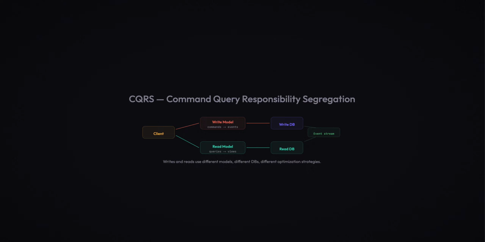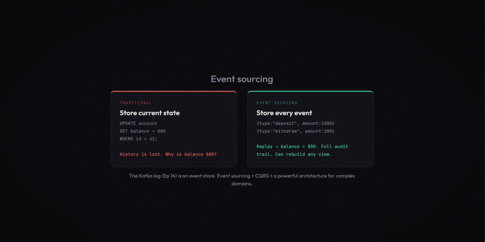Event sourcing. Instead of storing the current state, store every event that led to the current state. Traditional approach: UPDATE account SET balance = 800. History is gone. Why is the balance 800? Nobody knows. Event sourcing: store the events. Deposit 1000. Withdraw 200. The current balance is derived by replaying the events. 1000 minus 200 equals 800. Full audit trail. You can rebuild any view from the events.